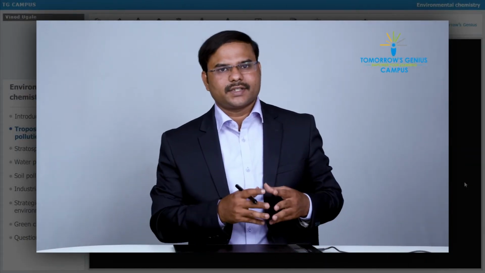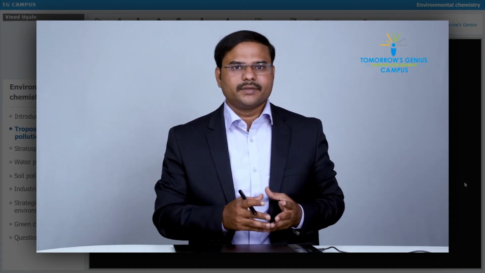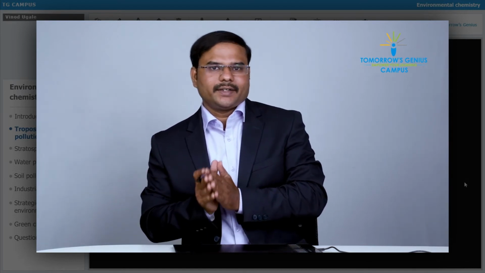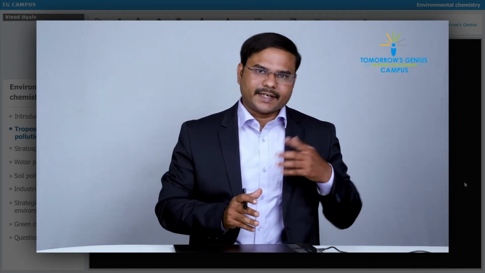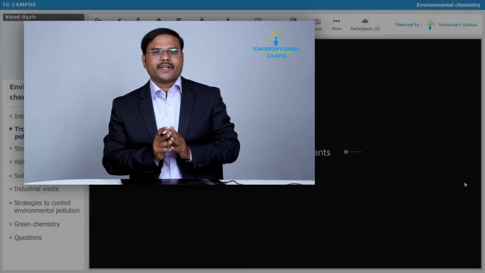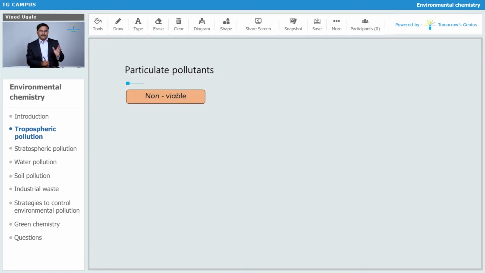Till now we have seen gaseous air pollutants, oxides of sulfur, oxides of nitrogen, oxides of carbon, and how they are going to adversely affect human life and plant life. Now let us go for the second type of pollutant, that is particulate pollutants, which affect the tropospheric level. Particulate pollutants can be divided into two types: viable particulate pollutants and non-viable particulate pollutants. Here we are going to concentrate on the non-viable particulate pollutants.